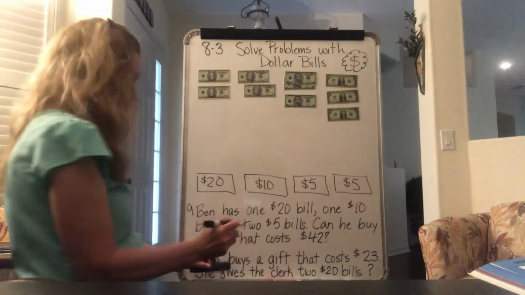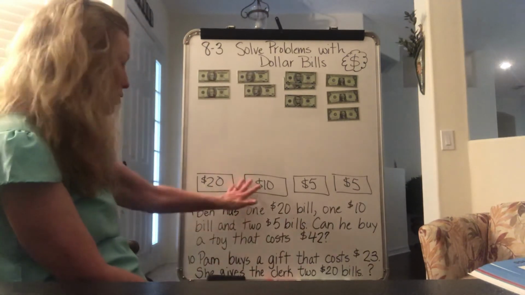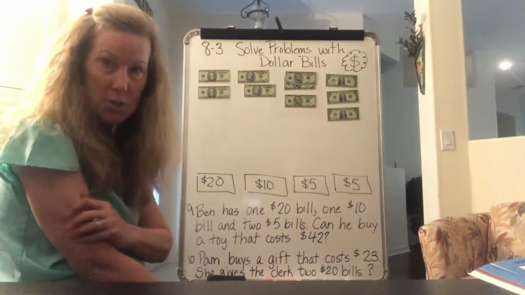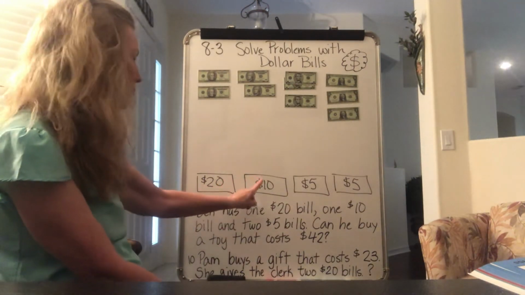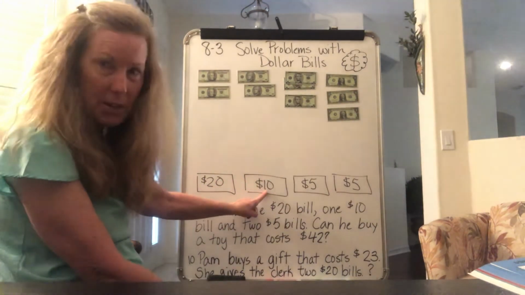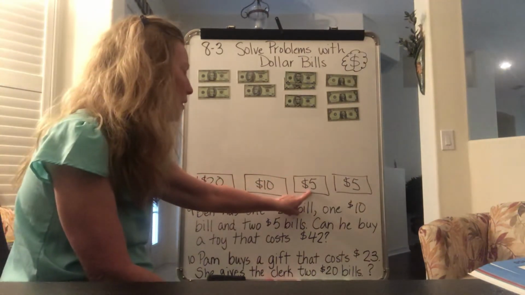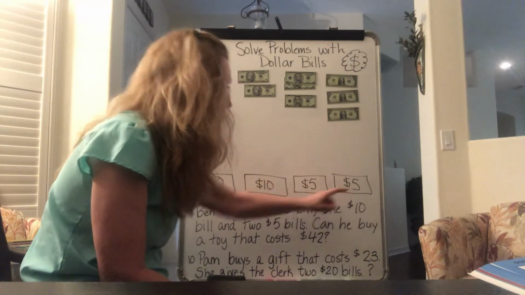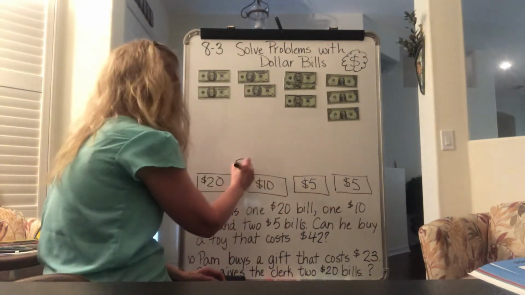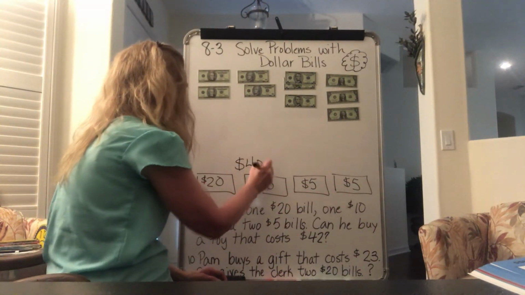Okay, so I'm going to count. And notice I put them in order from largest to smallest. Okay, 20, 30, 35, 40. So Ben has $40.